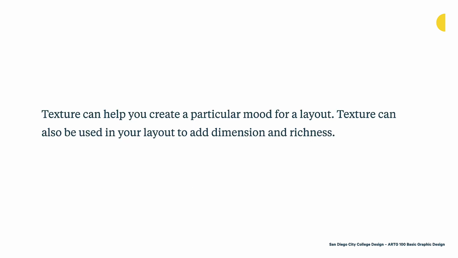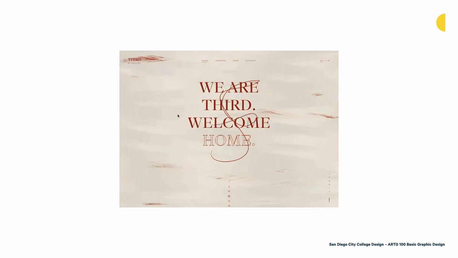Texture can help you create a particular mood for your layout. Texture can also be used in your layout to add dimension and richness. Here's an example of a website that uses texture. This is a website for Third by Kenjiro. It was designed by Monpro, which is a studio out of Japan, and also has offices in New York City and London. But you can see this use of this texture throughout this entire site.